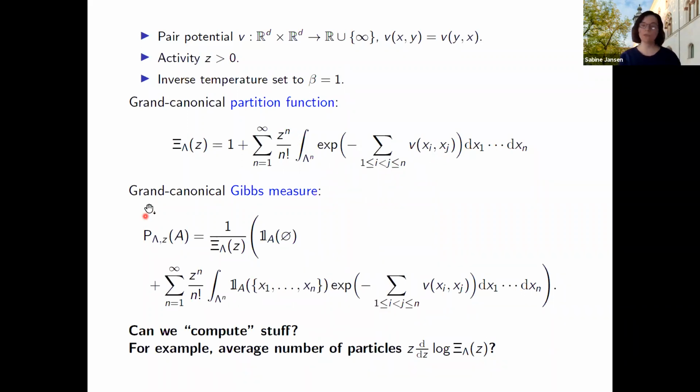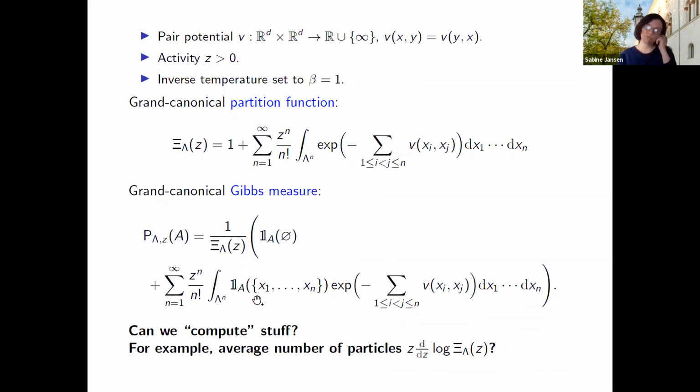Then the grand canonical Gibbs measure is simply a probability measure on the space of configurations, where the probability of a certain subset, capital A, of my configuration space is obtained by this formula: 1 over the normalization, the indicator that the empty configuration is in that set, and then I sum over all possible numbers of particles, and here comes the expression.